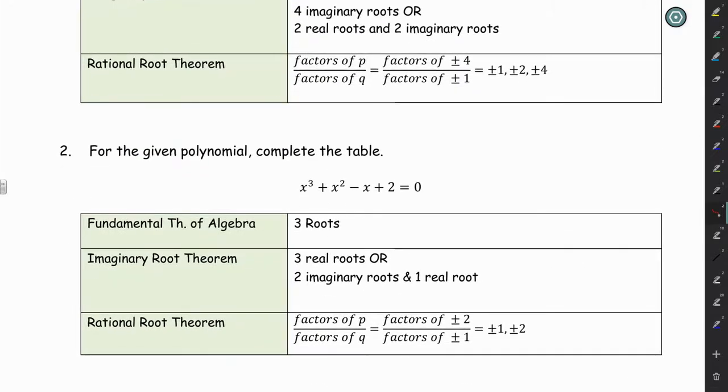Here's another example. This time we have a cubic polynomial. So by the fundamental theorem of algebra, we know we have 3 roots. By the imaginary root theorem, we know we're either going to have 3 real roots or we're going to have 2 imaginary and 1 real. And by the rational root theorem for this particular example, we're going to have factors of 2 divided by factors of 1. So this would be the starting point for the possible rational roots.